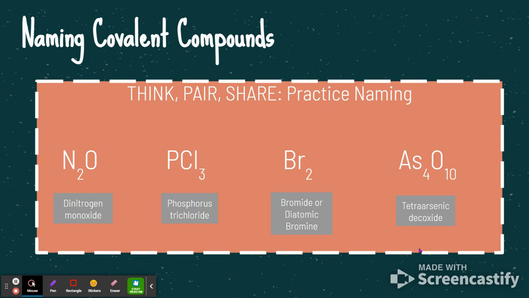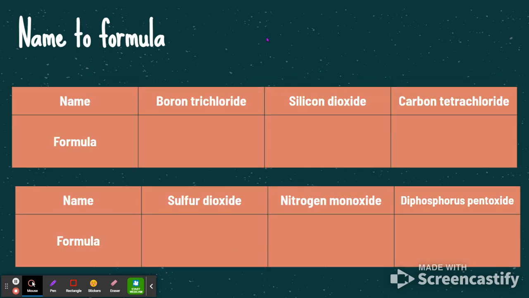And that's really all there is to naming these, guys. It's super easy. It's way less complicated than doing the ionic stuff, which is why I knew you could handle this lesson without me being there. All right, so we're going to go ahead and switch gears and work the other way around next. So here we have naming to formula.